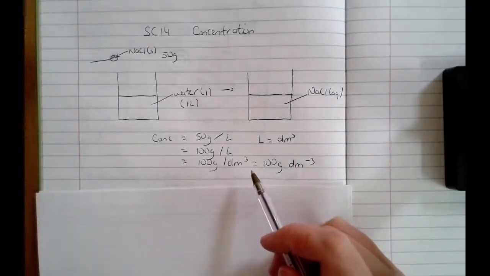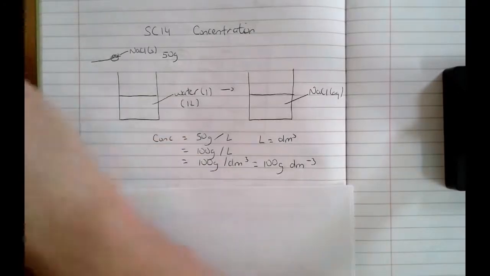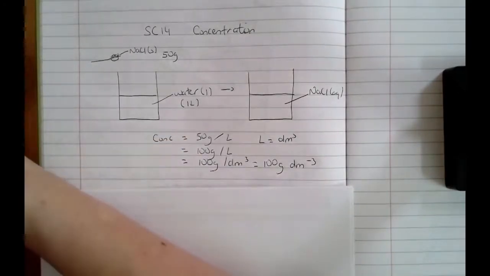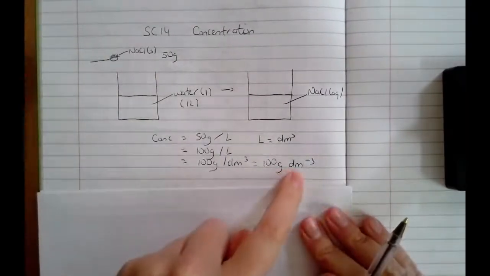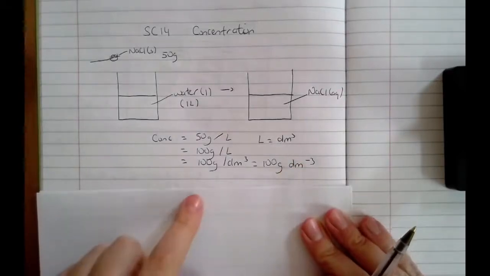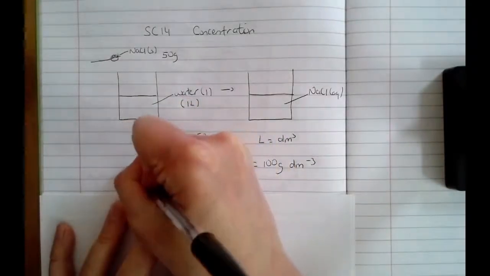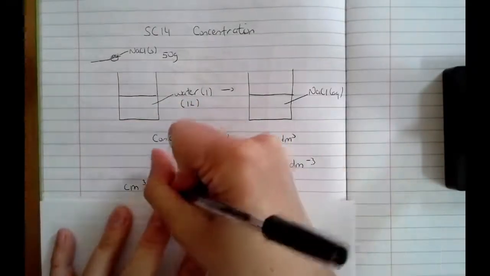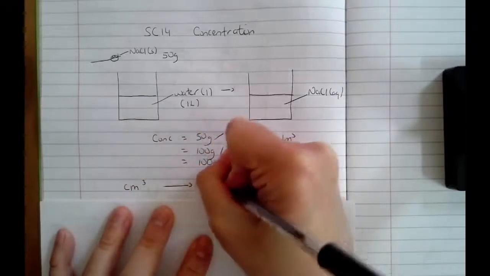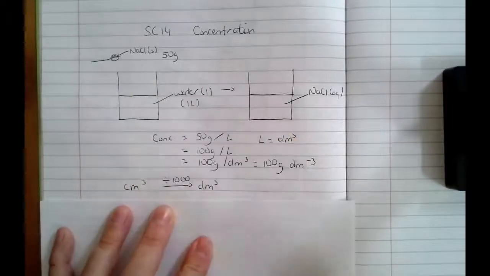So this we did in CC9, and we did a couple of questions on concentration. And we saw that when we were doing those questions, you were always asked to give your answer in grams per decimeters cubed, but sometimes they didn't give you the volume in decimeters cubed. Sometimes they gave you that volume in centimeters cubed. And it's really important then that you can convert from centimeters cubed into decimeters cubed, and to do that you are going to divide by 1000.